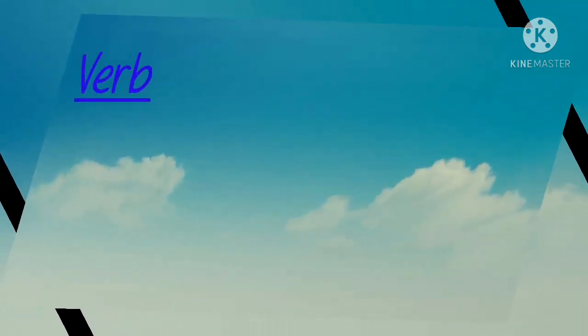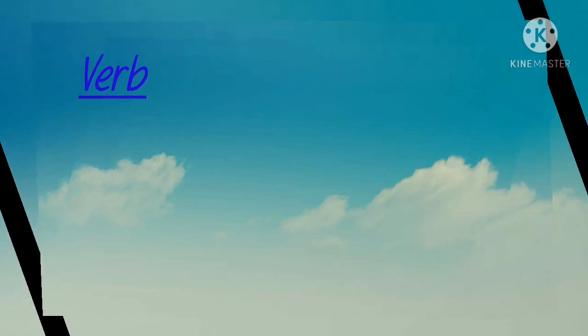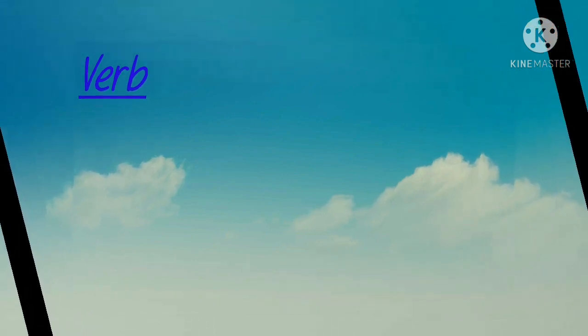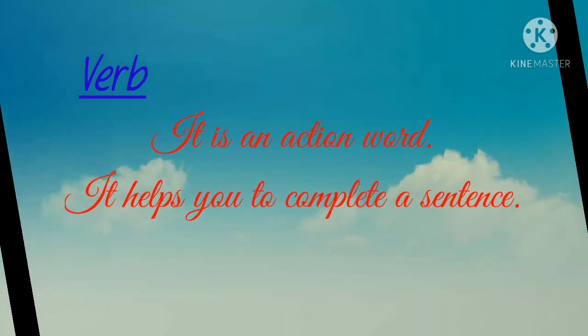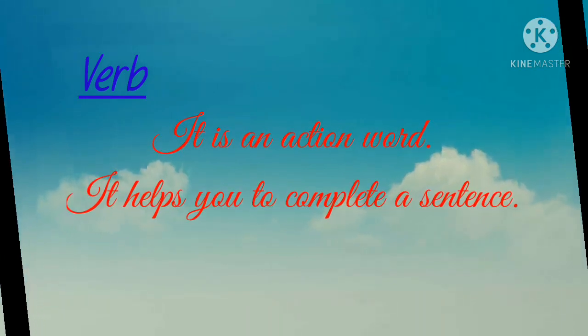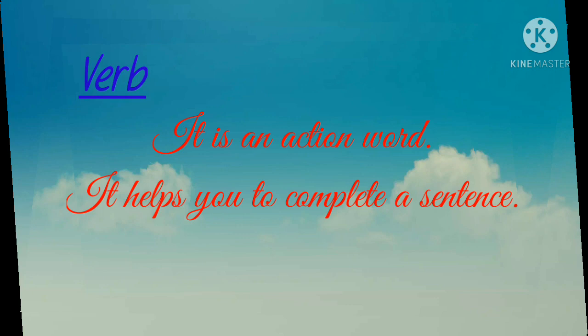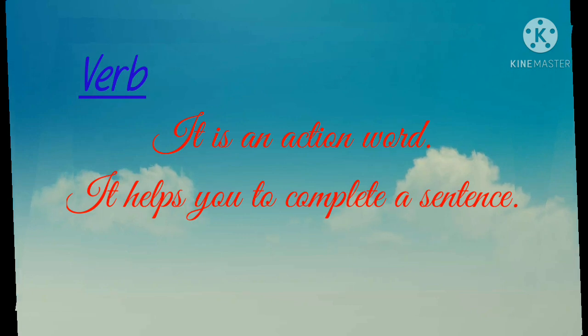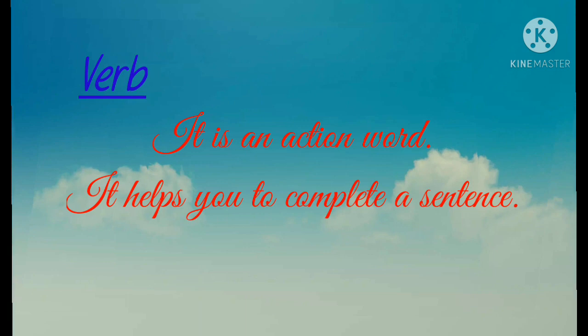Let's move on to the fourth part of speech, which is the verb. What is it, children? It is verb. What is a verb? A verb is an action word. And of course, it helps you to complete a sentence. We have 2 definitions for verb and it means 2 different things. Yes, because there are 2 kinds of verb.